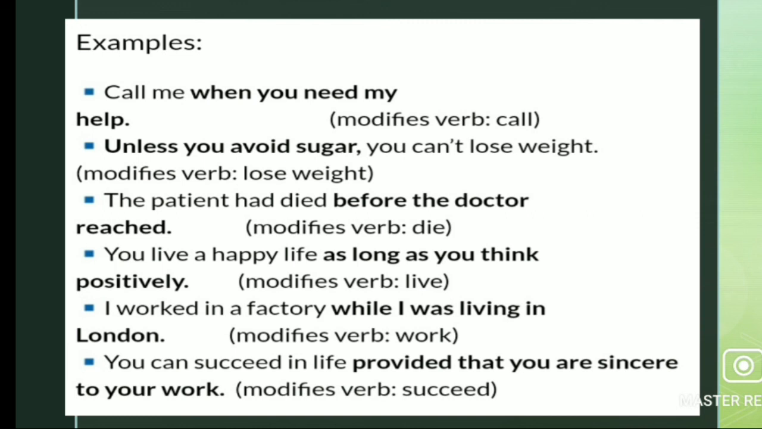I worked in a factory while I was living in London. Here, the adverb clause is modifying the verb work. You can succeed in life provided that you are sincere to your work. Here, the adverb clause is modifying the verb succeed.